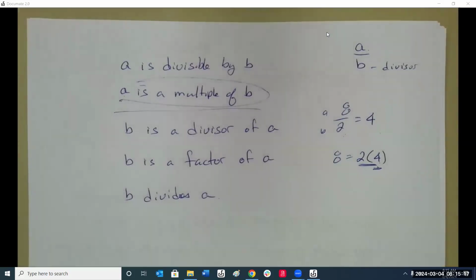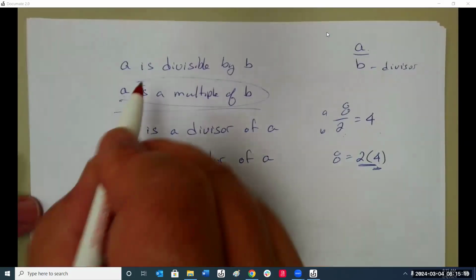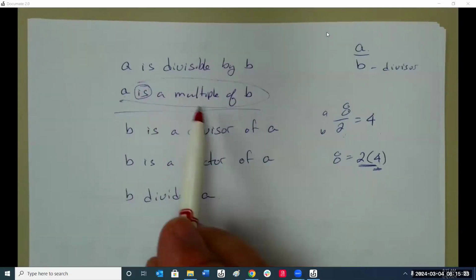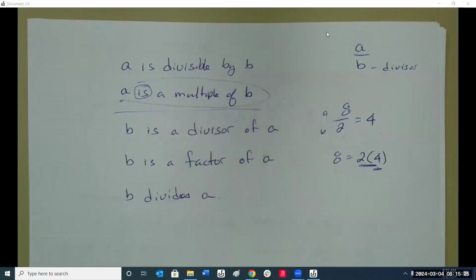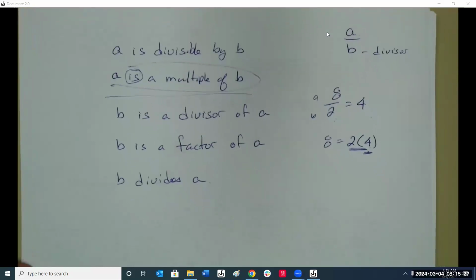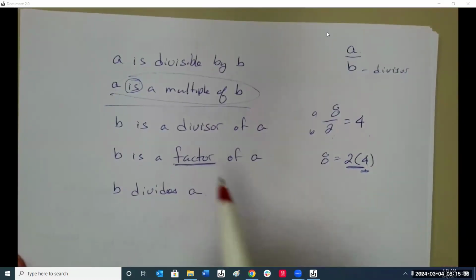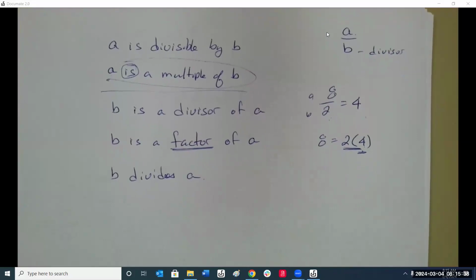I'm glad you said that because that's the way most people interpret it. But the word "is" means equals. So A equals B times a number. B is a divisor of A. We did that already. B is a factor of A.